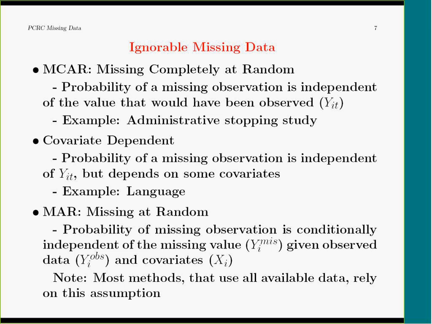And then we have the central definition that most methods actually rely on, and we call that missing at random. In this case, the missingness of the observations can depend on previously observed data or covariates, but after adjusting for those, it's independent of what would have been observed if we could have observed it.